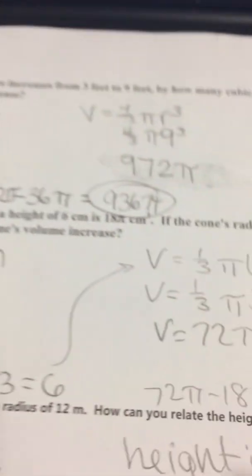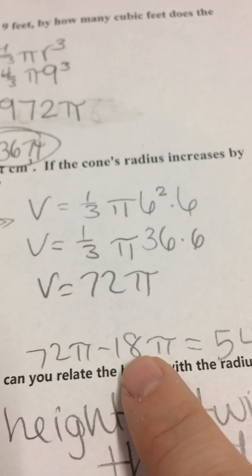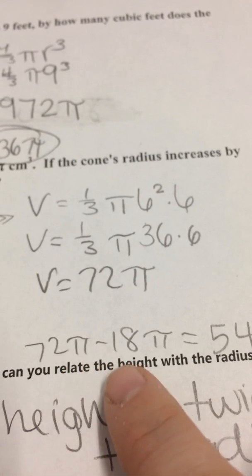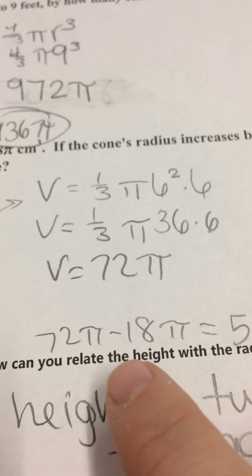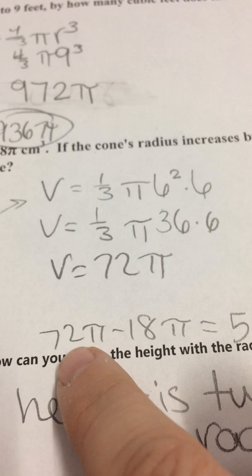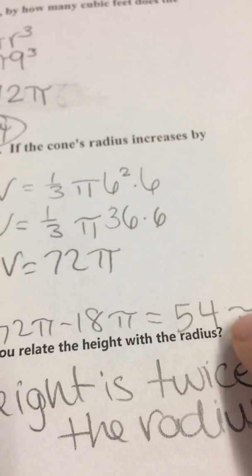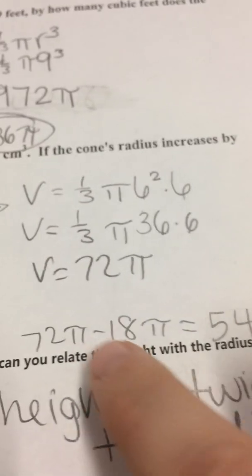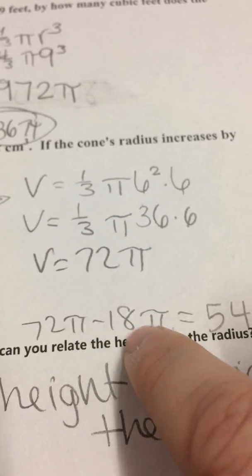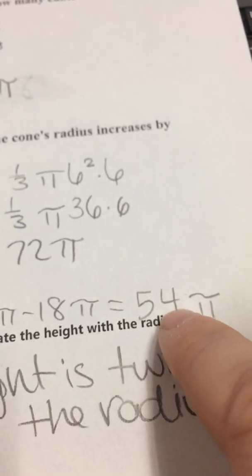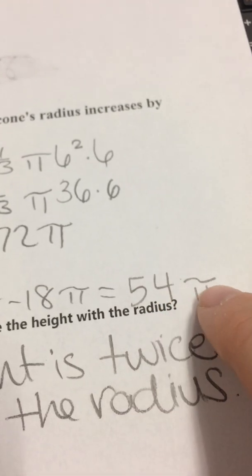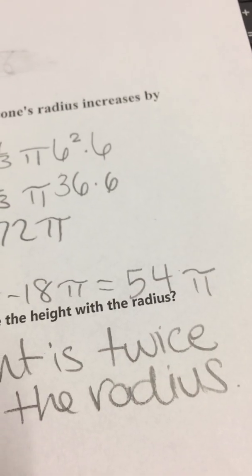So now the volume is 72 pi. The volume before was 18 pi. So how much did it increase? 72 pi minus 18 pi. Think of it like these are variables. If you have 72 x's and you take away 18 x's, you would have 54 x's. You just know what that x is. It's a pi. So 72 pi's, take away 18 pi's, you'll have 54 pi's left. 54 times pi.